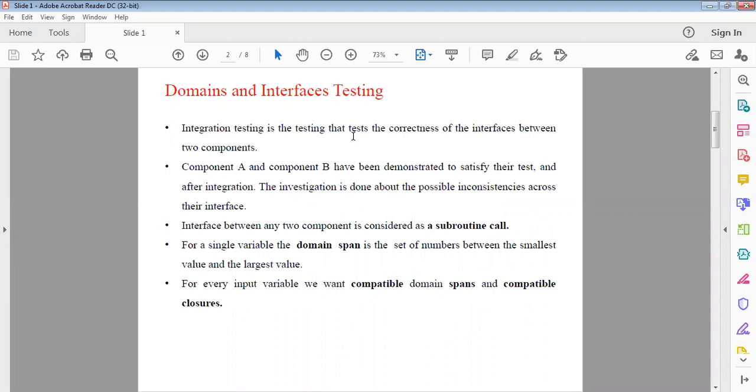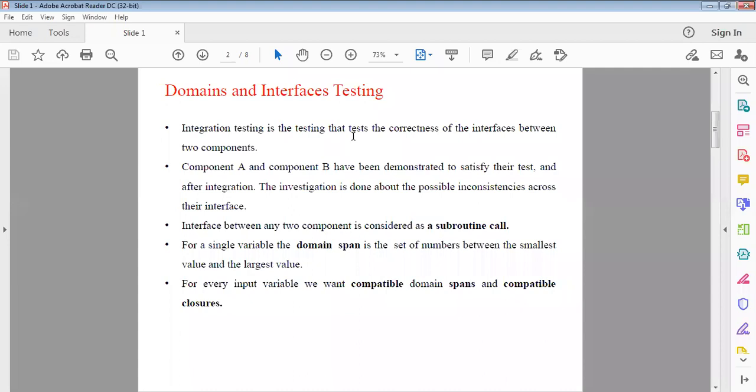Here we will test the interfaces between domains, nothing but the connections between domains, how two domains interface to one another. In the previous topic, we tested a single domain. Now we will do domain interface testing, which is a combination of two components or two domains. That testing is done by a testing method called integration testing.